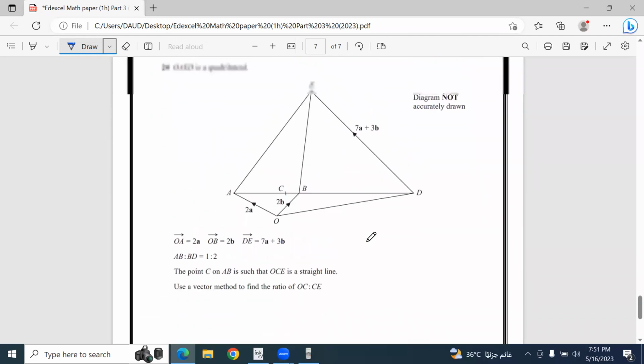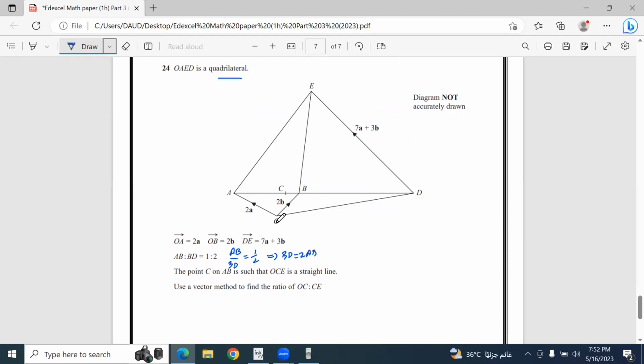Next, the last one is: OAED is a quadrilateral, and this is related to vectors. So OA is equal to a, OB is equal to 2b. These vectors will help us. And one more thing, the ratio AB to BD, meaning AB over BD, is equal to 1 over 2. That means BD is equal to 2AB. Okay, that will help us.